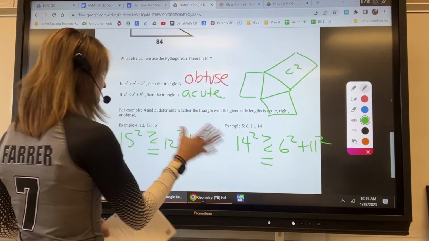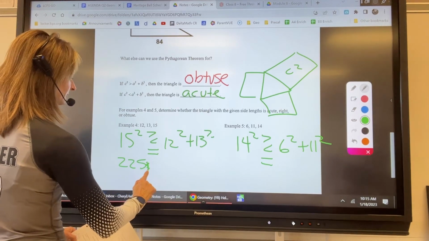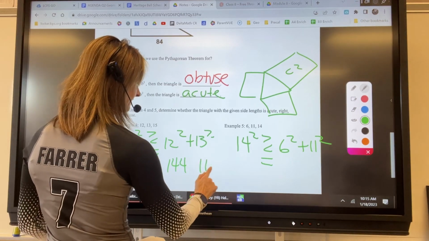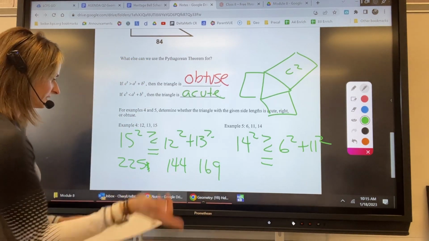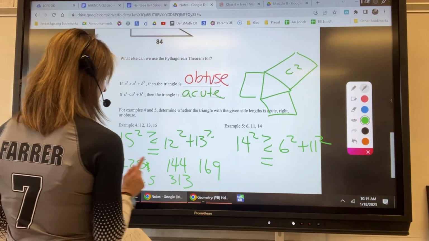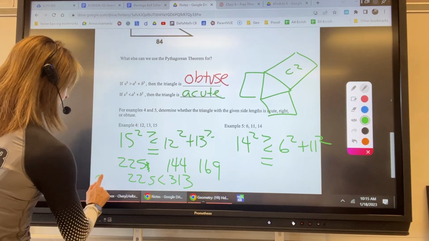So you have to square each of these numbers first before you can do anything. This is 225. Okay, and this is 144 and 169. So then you take your calculator out. You see this is 225, and this is 313. So 225 is less than 313, so that is an acute triangle. Acute.